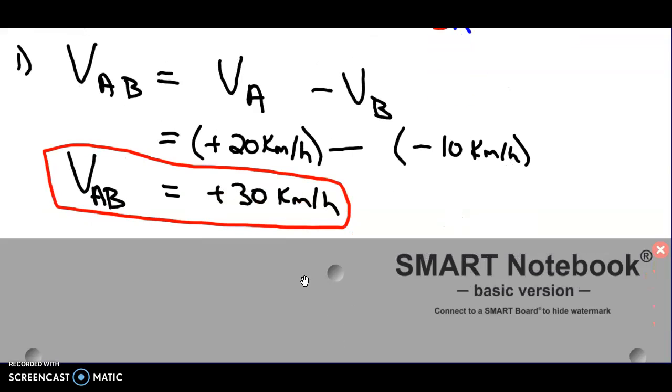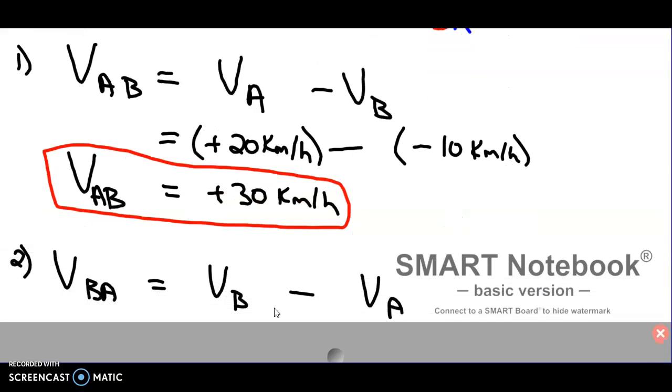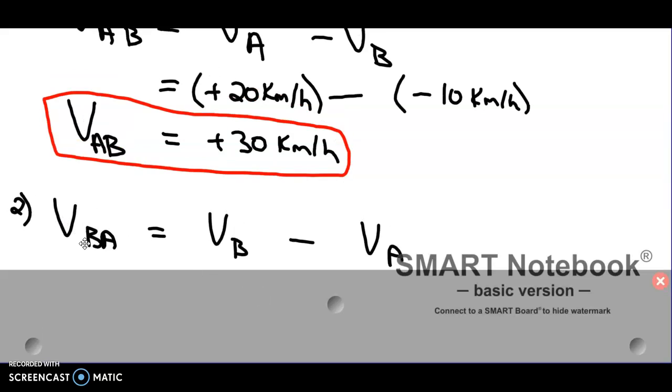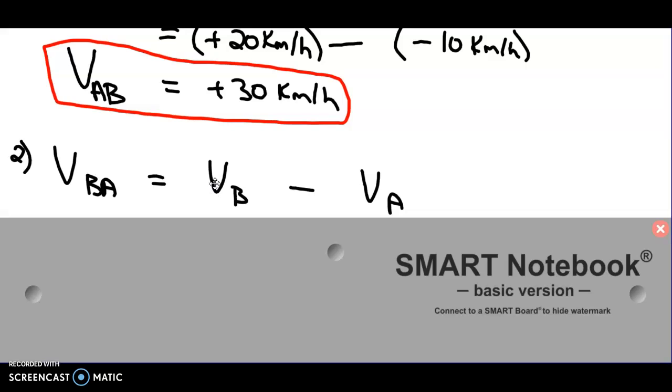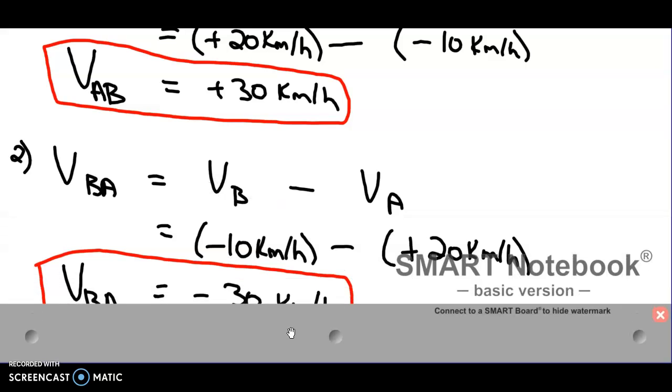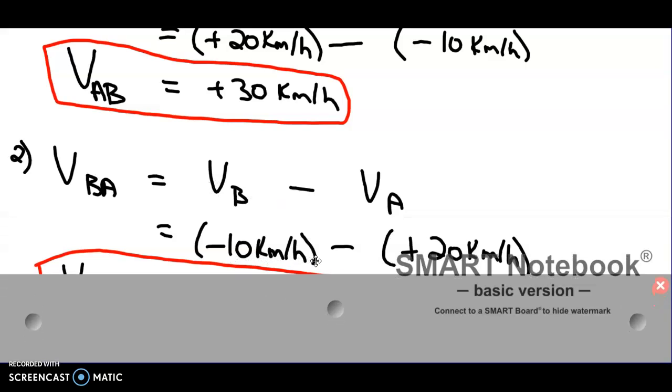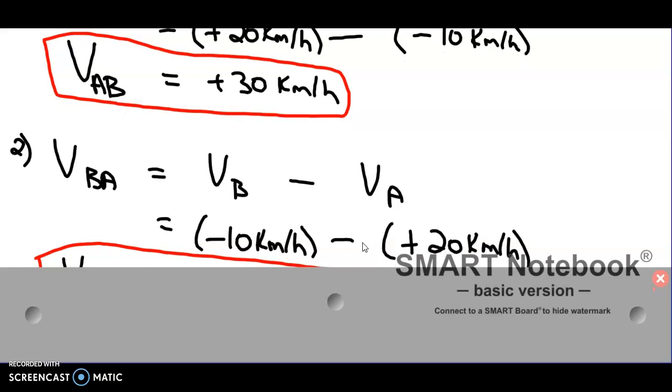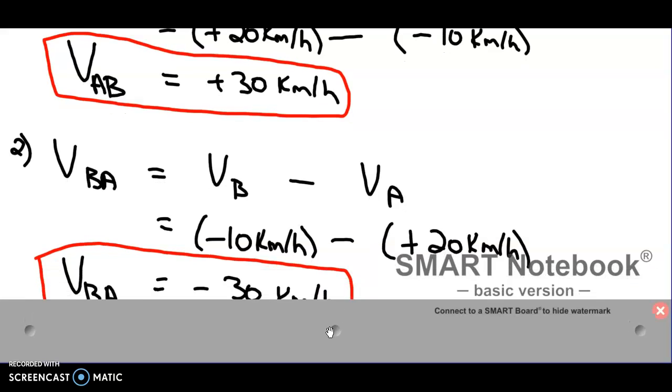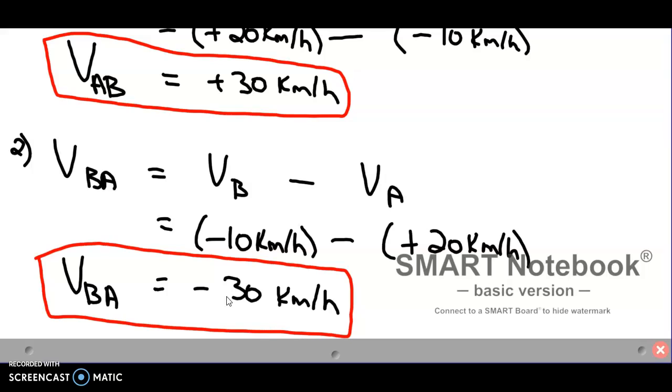Let's give number 2 a go. We want to know the velocity of B relative to A. So we put VB subtract VA: negative 10 kilometers per hour subtract positive 20 kilometers per hour. And we get negative 30 kilometers per hour as the velocity of B relative to A.